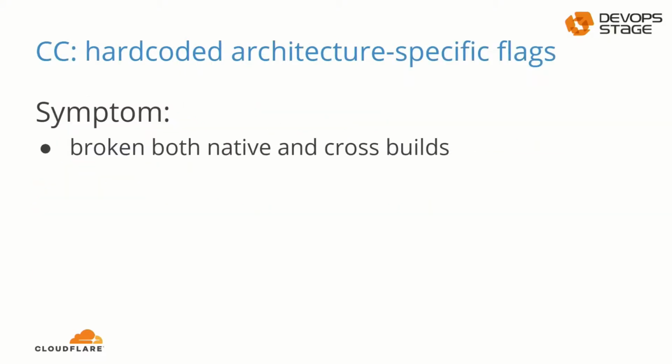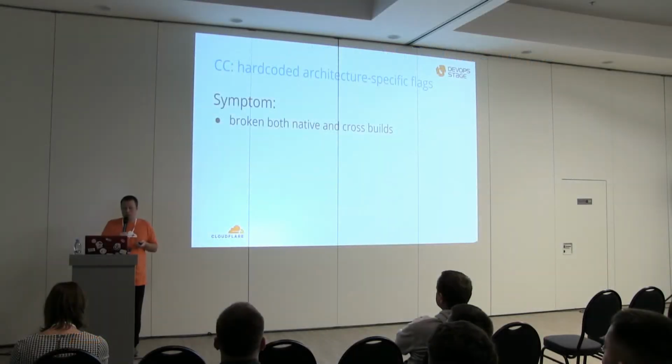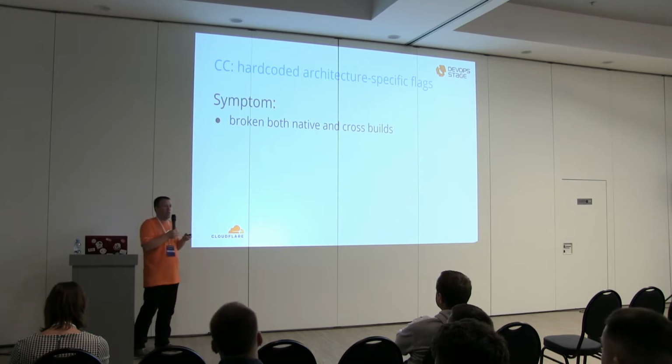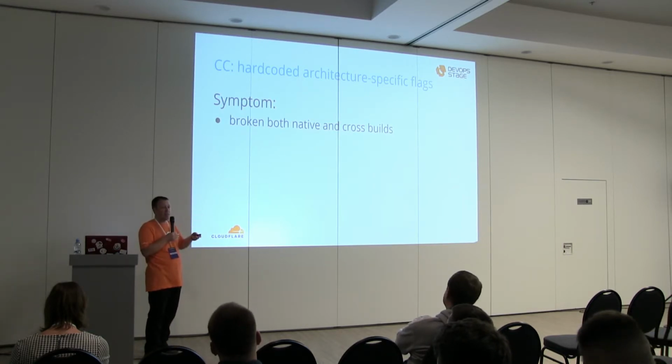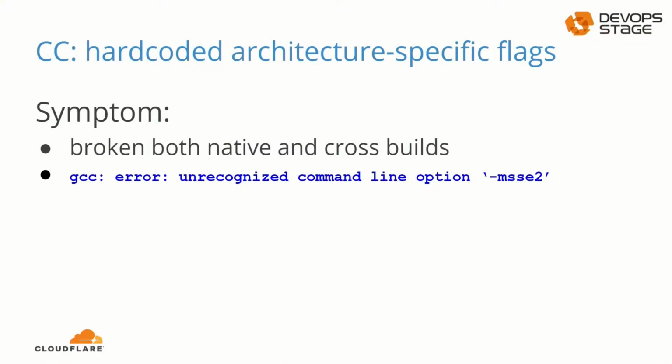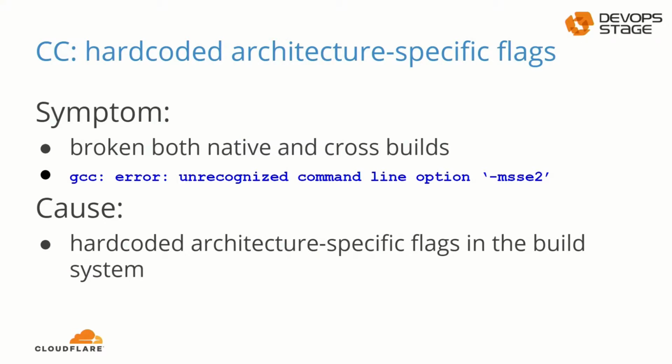So the first issue we encountered with cross-compiling is that if you take a source project for x86 and you try to build it for ARM, you get broken builds, both native and cross. For native, I mean, we tried to cross-compile the project, but when we failed, we just tried to put the source on an ARM64 machine and compile it natively for ARM, and it still fails. And you get some error, which will probably look like this. From GCC, it will say "unrecognized command line option."